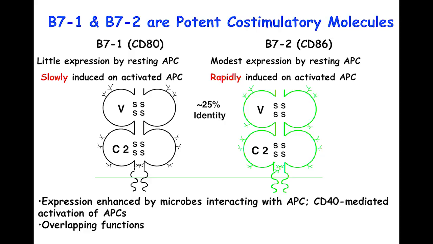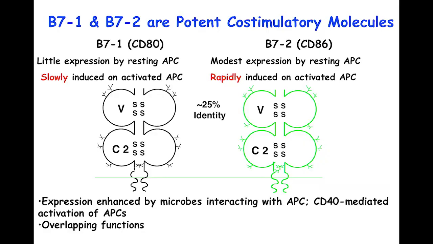The B7 molecules are potent costimulatory molecules. These molecules are expressed on antigen-presenting cells, so dendritic cells, macrophages, and B cells can express these molecules. The first molecule that was discovered was initially called B7 and then cleverly renamed B7-1 when the second molecule was discovered by us in 1992. This molecule, B7-1, is also known as CD80. B7-2 is known as CD86.